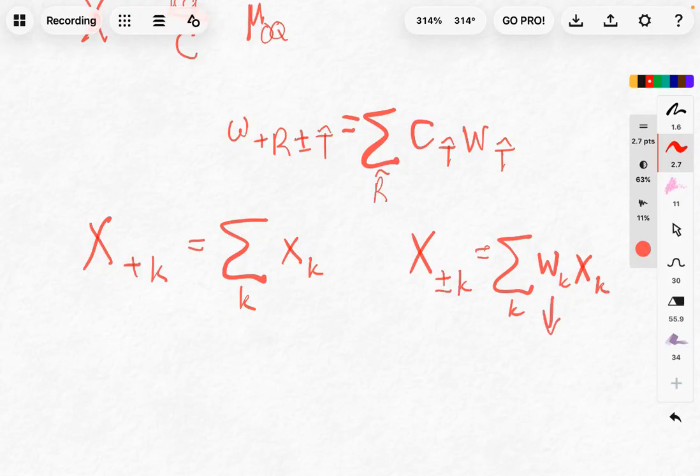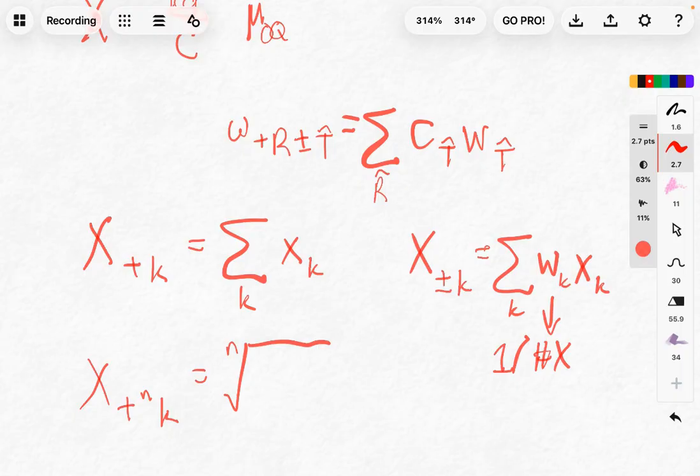So this weight can just be the number of X's, and that works out to 1 over the number of X's. That can be considered an average. And then I would finally like to add one extra piece of notation to this. That is x plus to the n k, and this is just the nth root of the sum over k of xk to the n.